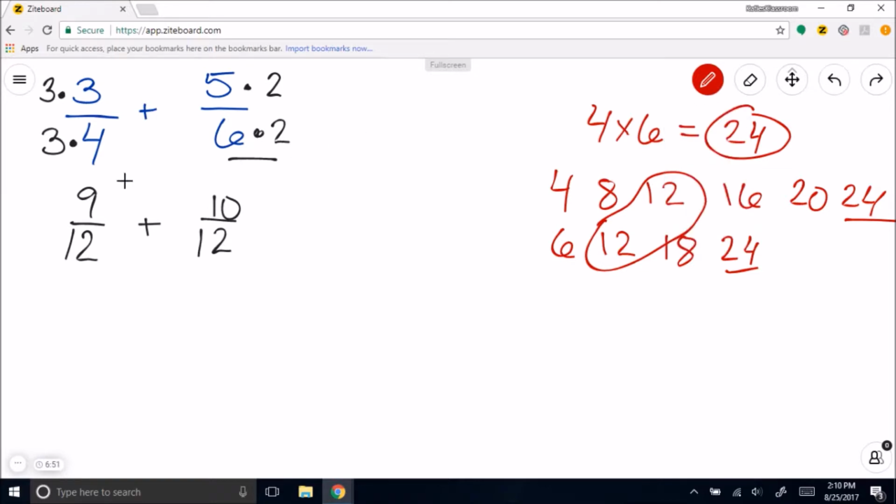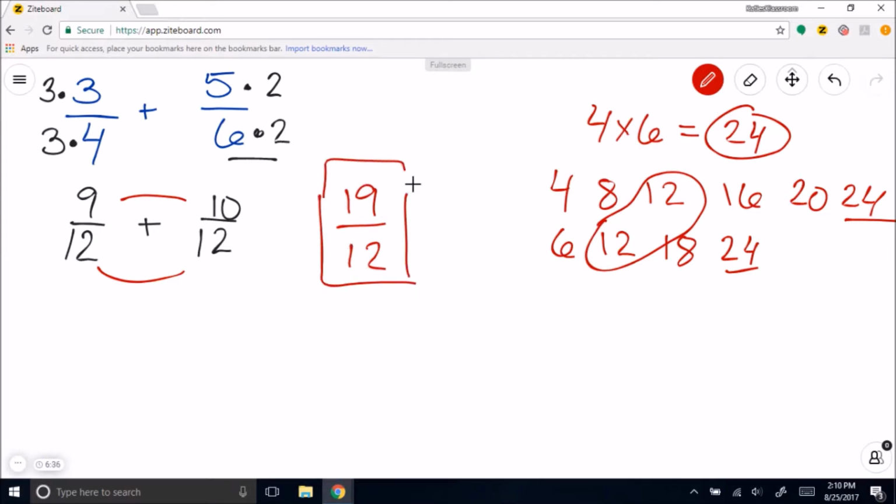So you just add straight across, you add the tops. 9 plus 10 is 19. And then we did all of that work for the denominators, so the denominator stays the same. Then you always check to see if you can simplify, which in this case we cannot. There could be some debate over whether or not we should change this into a mixed fraction. For the sake of this video, we are going to leave it as 19 over 12.